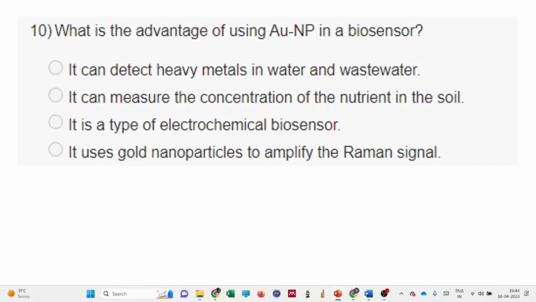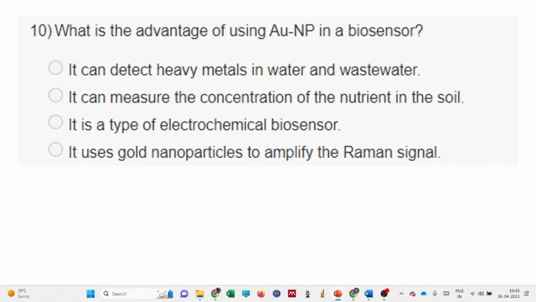So AuNPs, like gold nanoparticles in general, have various advantages. High sensitivity: they have a large surface area to volume ratio, which allows for a high density of immobilized biomolecules on their surface, and this can enhance the sensitivity of biosensors, allowing for the detection of very small amounts of analytes. Then comes biocompatibility. Gold nanoparticles are biocompatible and non-toxic, making them suitable for use in biosensors for biological applications. Then comes stability. Gold nanoparticles are stable and do not easily aggregate or degrade, ensuring the long-term stability and reliability of biosensors.